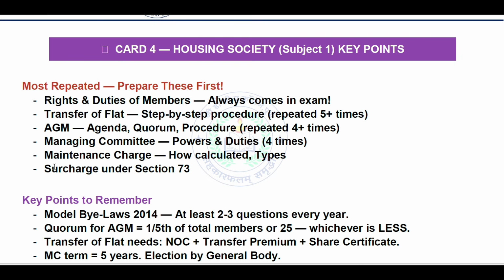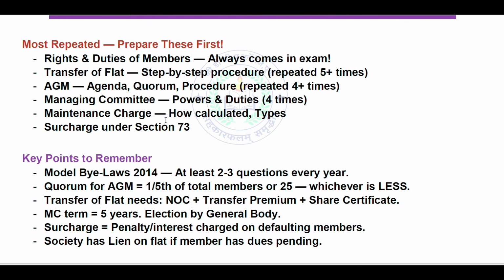Maintenance charge, how calculated and types of maintenance. Then surcharge under section 73. So these are the important and most repeated topics to prepare for the main exam. You should read this flashcard on the exam day in the first half, in the morning, so you will be able to recall everything in a quick time.